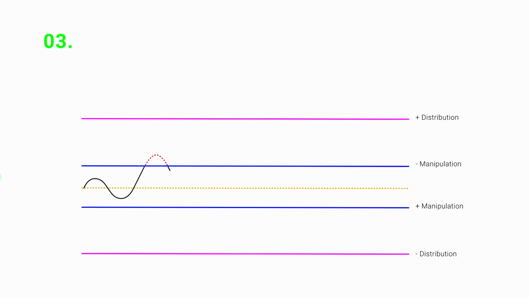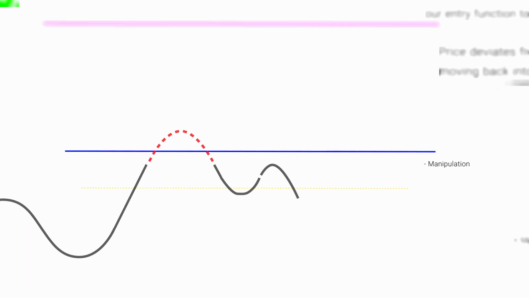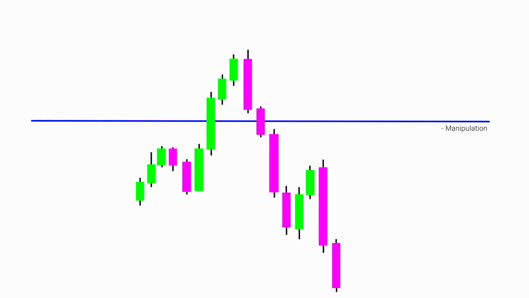On step 3, when we can confirm that price is trading back into the range, we want to look for our entry function. Our final step is to apply the unicorn entry function, and once we see it appear on our chart, as close to the stop map level as possible, we want to execute out of it.